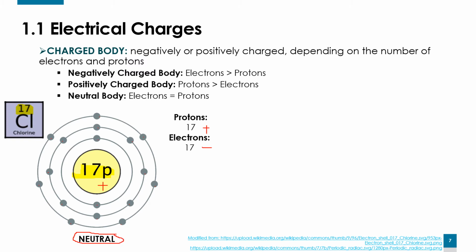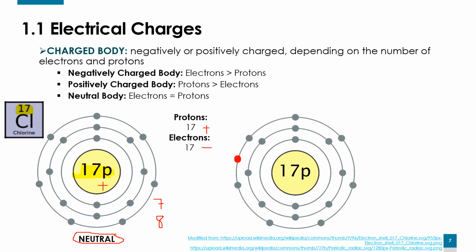How many electrons does it have in the last shell? 7. Is it stable? No. To be stable, how many electrons does the atom want? 8. Remember the octet rule. Now, this atom needs to receive one electron, sorry. So it needs to receive one electron here to be with 8.